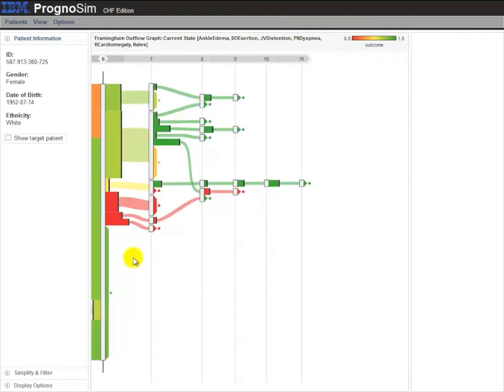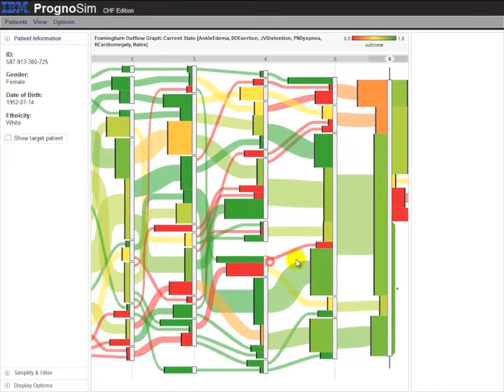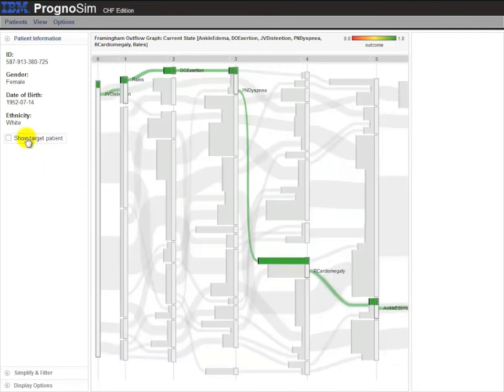So far, we have looked into the future. Let's take a look back into the past to see which path this target patient took. I move the mouse over this checkbox, and the target path is highlighted.